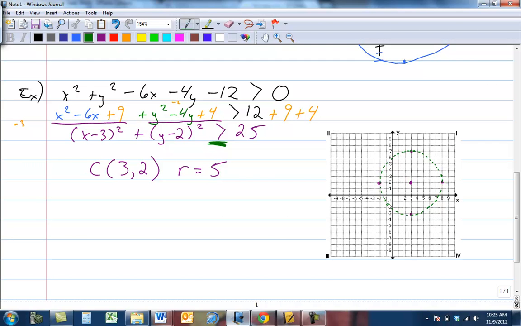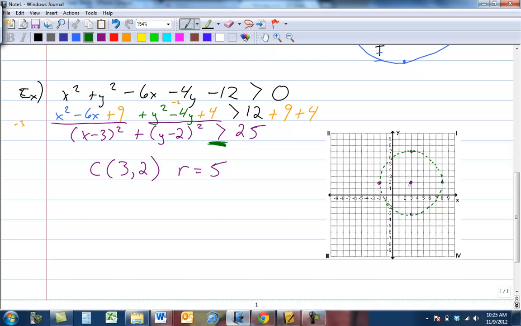Oh, look how pretty that one is, huh? Anyway, so this is a dashed circle. Now, the next thing we're going to do is use a test point. Back in the day, we used to use 0, 0 as an easy test point. When you're working with circles, I think an even easier test point is the center.